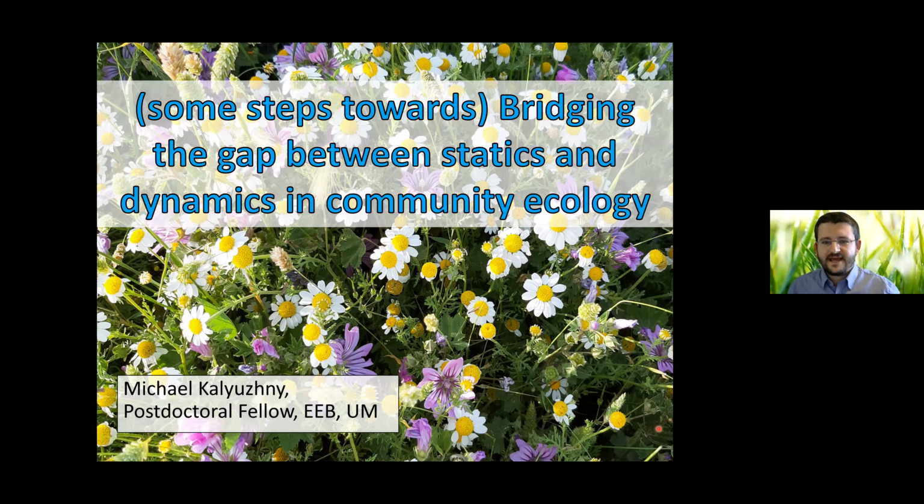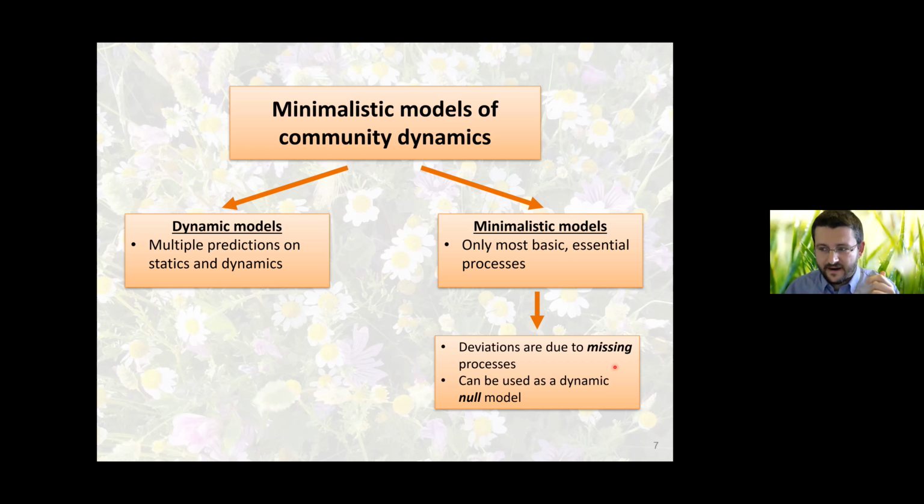And as a result, if there are deviations from the model, it means that something is missing in the model. Not that something is excessive, but that something is missing. And these deviations can hint at what that missing part in the model is. So in other words, they can be used as dynamic null models for ecological communities.